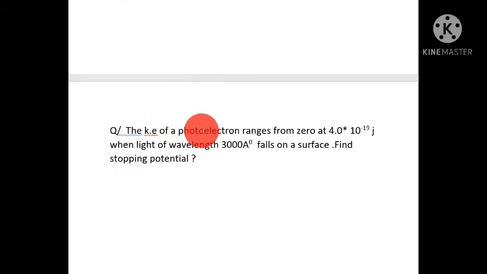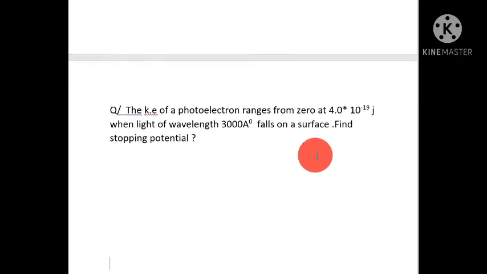The kinetic energy of a photoelectron is given as 4 into 10 to the power minus 19 joule, and the wavelength of light is 3000 angstrom. Find the stopping potential. First of all, we have to think about what the formula is. Then we are going to solve the problem.